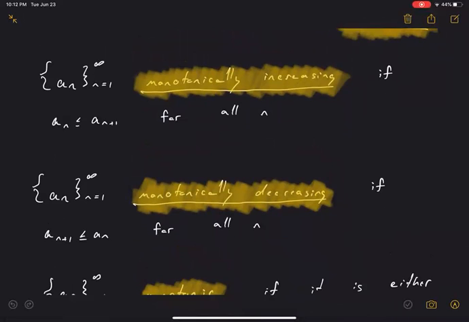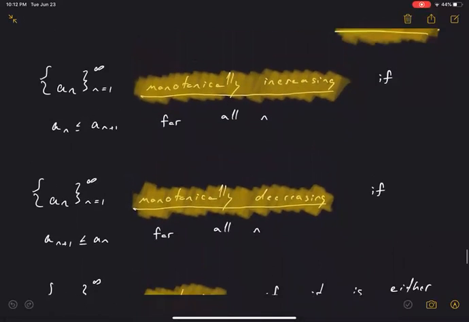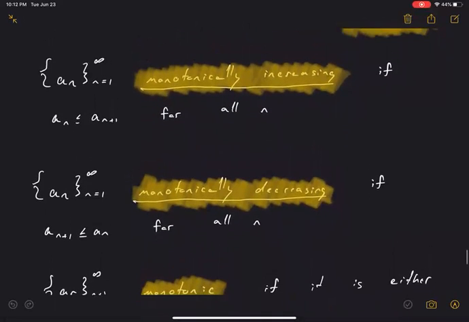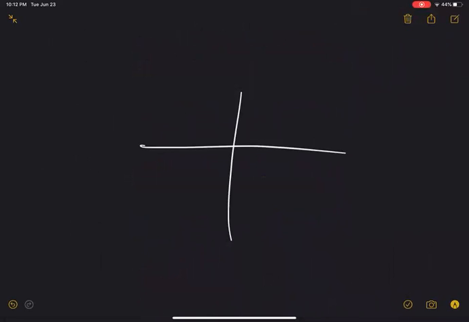On the other hand, a sequence is monotonically decreasing if a_(n+1) is less than or equal to a_n, meaning in a similar way, it can never be increasing. It might be constant for a while and then descend and then be constant, but it's never going to increase.